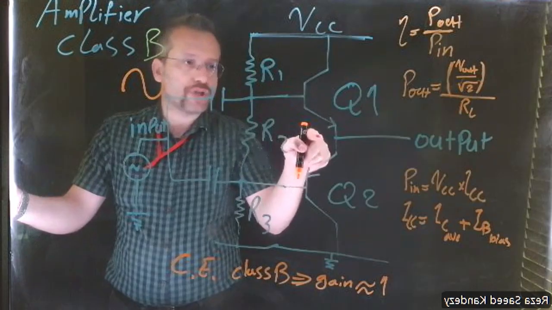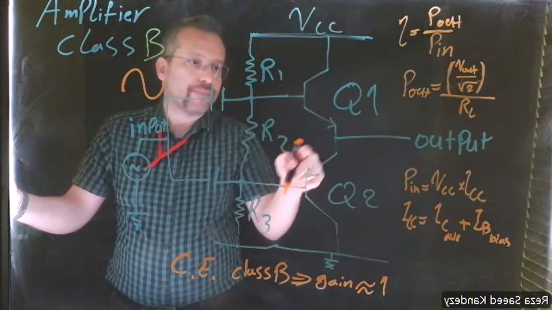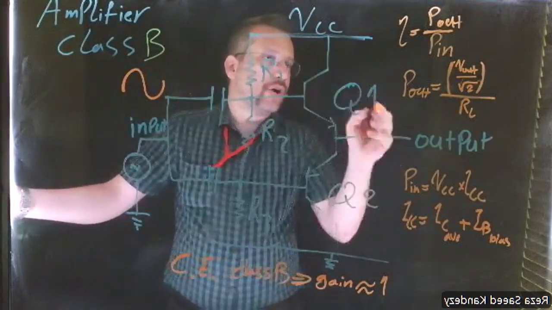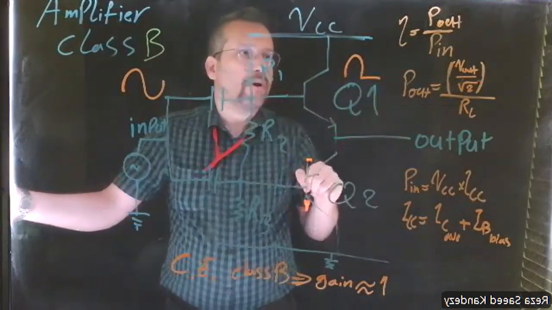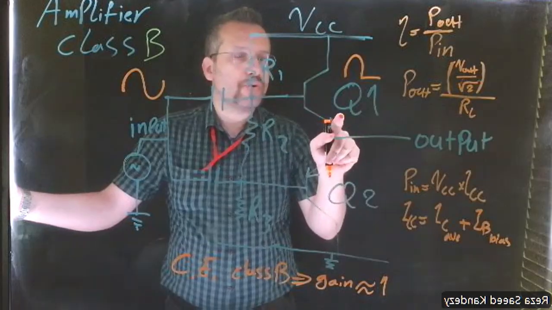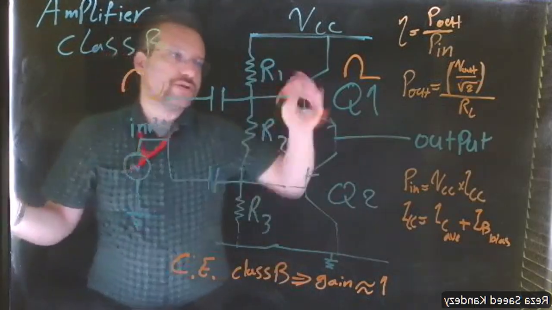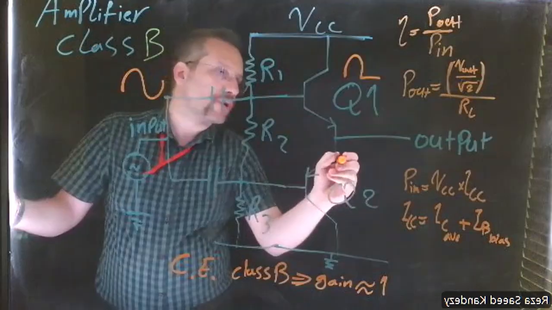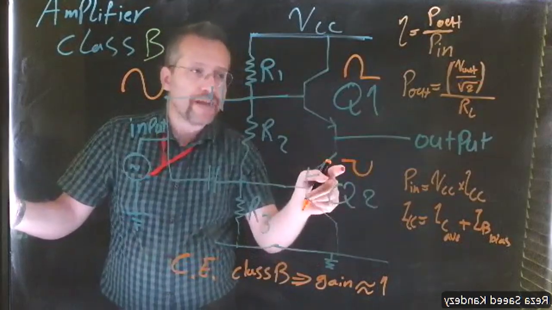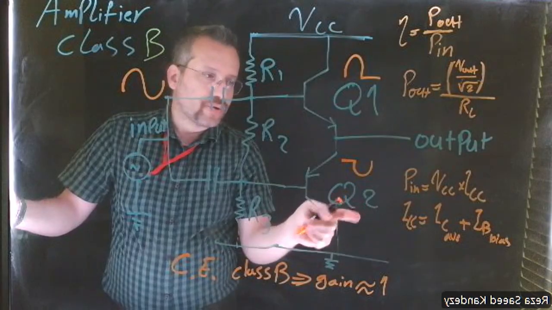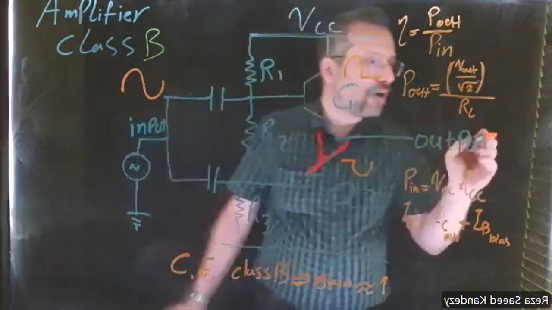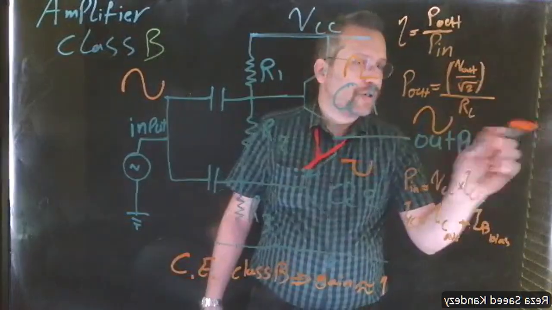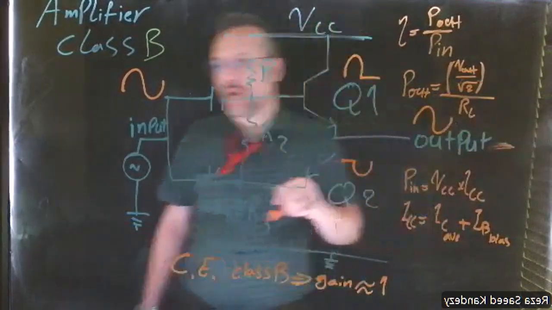So we have positive voltage here, negative voltage here. This one is going to be off, this one is going to be on. So we are going to have a positive half cycle going through Q1, and the negative half cycle is in reverse. This one is going to be a negative voltage, this one is going to be a positive voltage. So we are going to have the negative half cycle through Q2. Then the output is going to be the whole cycle.